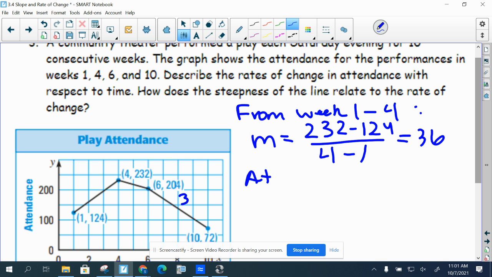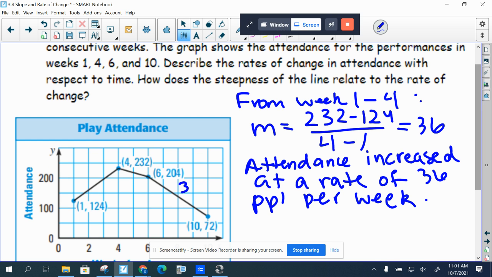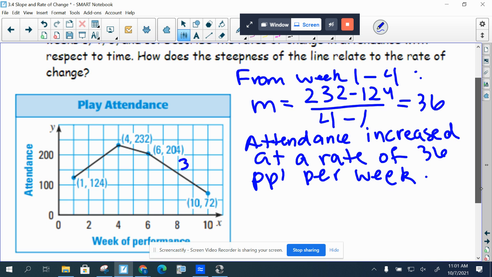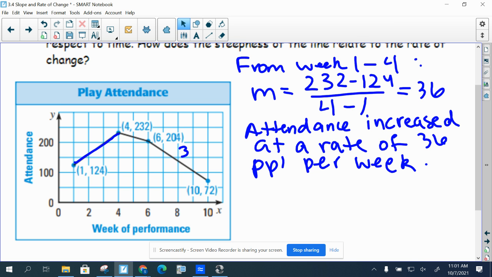So for attendance, you might want to write small. Attendance increased at a rate of 36 people per week. At least write out that first one, and then we can abbreviate the other ones. That's my first segment. What about our second segment?